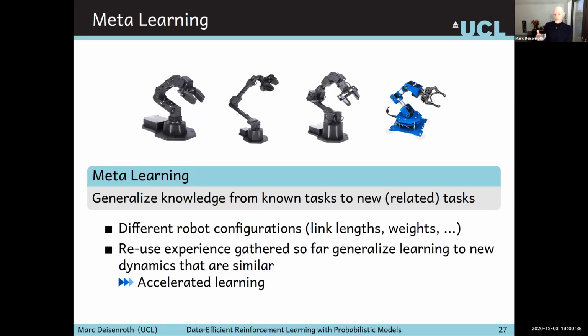Yeah, we can think about different robot configurations, for example, the lengths of the links of the robot, or the weights of the arm, and these kinds of things. That is what we would like to do. We would like to reuse experience that we have collected to generalize learning to new, for example, dynamic models or new controllers for systems that are similar. And we hope that we can accelerate learning using this kind of approach as well.